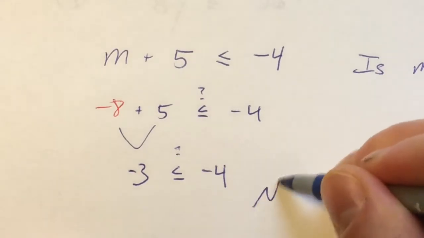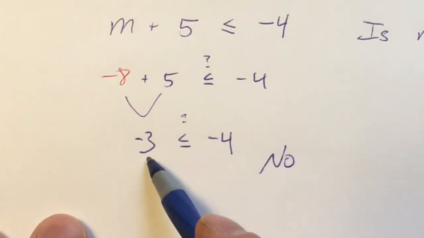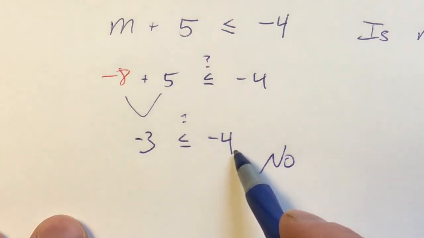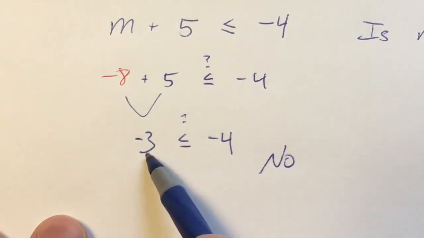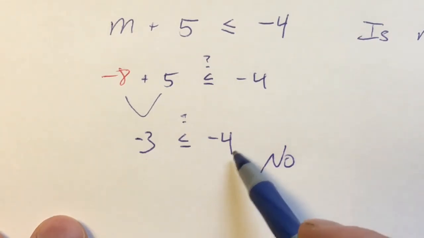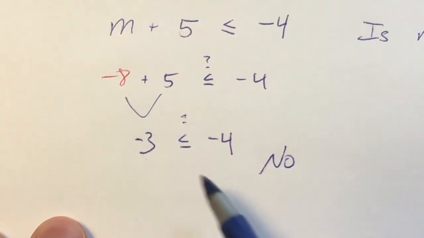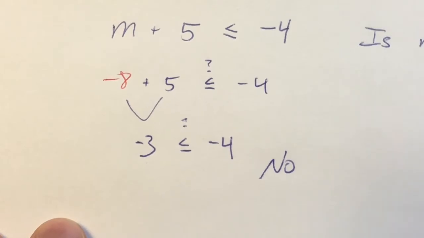And the answer in this case is no, right? This guy is closer to 0. This one is further away from 0. This is actually greater. Negative 3 is greater than negative 4. It's closer to 0 and closer to all those big positive numbers, whereas this one is further away from 0. So no, negative 8 is not a solution to that inequality.